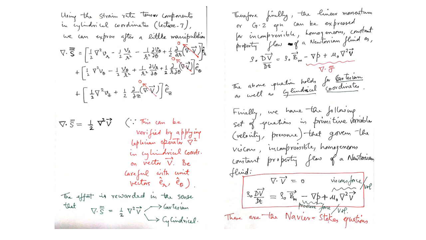So this can be verified by applying the Laplacian operator del square in cylindrical coordinates on vector v. तो ये जो राइट हैंड साइड पे जो हमने ऊपर एक्सप्रेशन दिया हुआ है e_r, e_theta, e_z वेक्टर के फॉर्म में, ये आप प्रूव कर सकते हैं कि ये पूरा टर्म half of Laplacian of velocity vector है सिलिंड्रिकल कोऑर्डिनेट्स में भी. So you have to be careful with unit vectors.